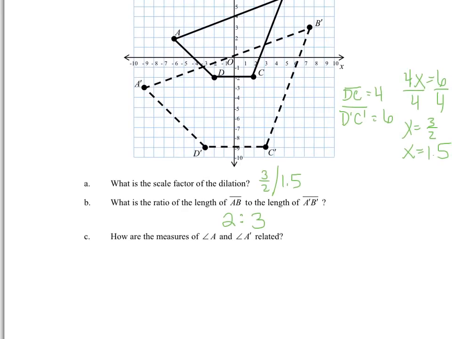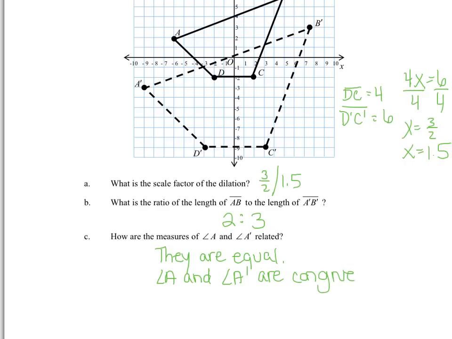Finally, how are the measures of angle A and angle A prime related? Well, since they're similar figures, as we know because we've dilated it, the measures are going to be equal. Now notice it asks for the measures, so the measures are equal, but angle A and angle A prime are congruent. So the measures are equal, the angles are congruent.